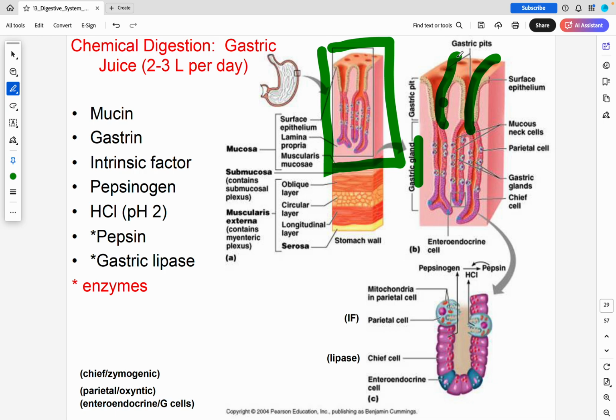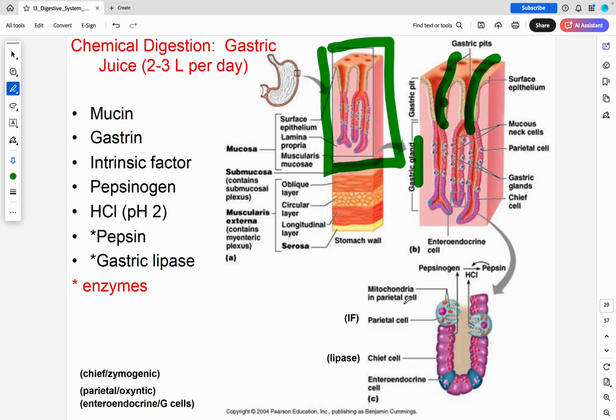So what are the specific functions of some of these cells? We have chief cells that facilitate the production of lipases, parietal cells facilitating intrinsic factor secretion, and then we have pepsinogen being converted to pepsin in the presence of hydrochloric acid. Pepsin is the active form of pepsinogen that is carrying out protein breakdown.